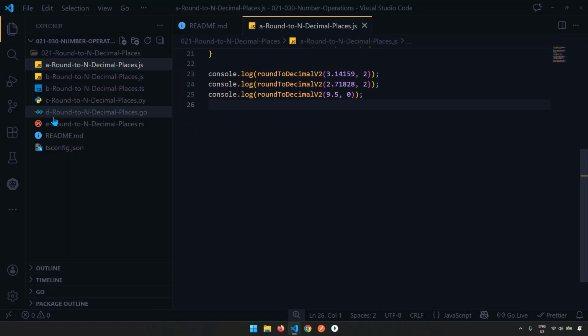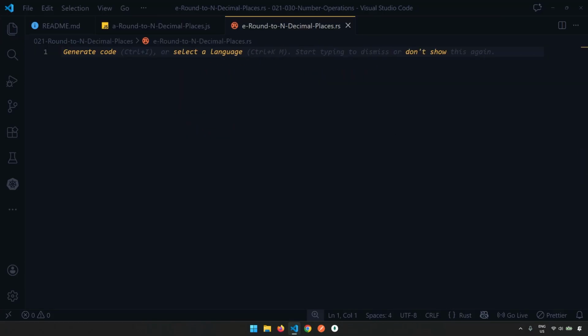And the final language is going to be Rust, in which we are going to solve this challenge as well. For Rust, we're going to go almost the same way that we went with, I would say, Go, not JavaScript. It's almost the same thing. So we convert our result to a string first. We format it with the string, and then we convert it back to a number. So almost the same thing.